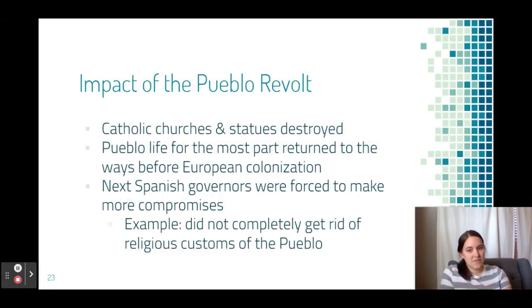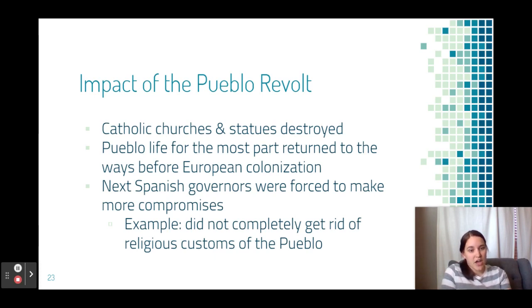So, what's the impact of this Pueblo Revolt is that we see, especially on the religious side, the religious conversions taking a back seat, and the Pueblo being able to return to life in some ways to how it was before European colonization. Obviously, the epidemics of disease that had spread had completely changed their populations. However, they were free from some of that European influence.